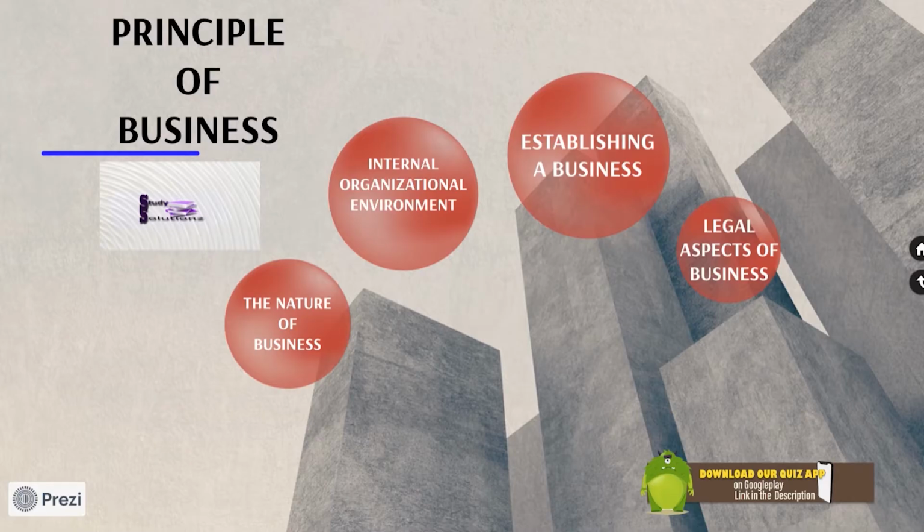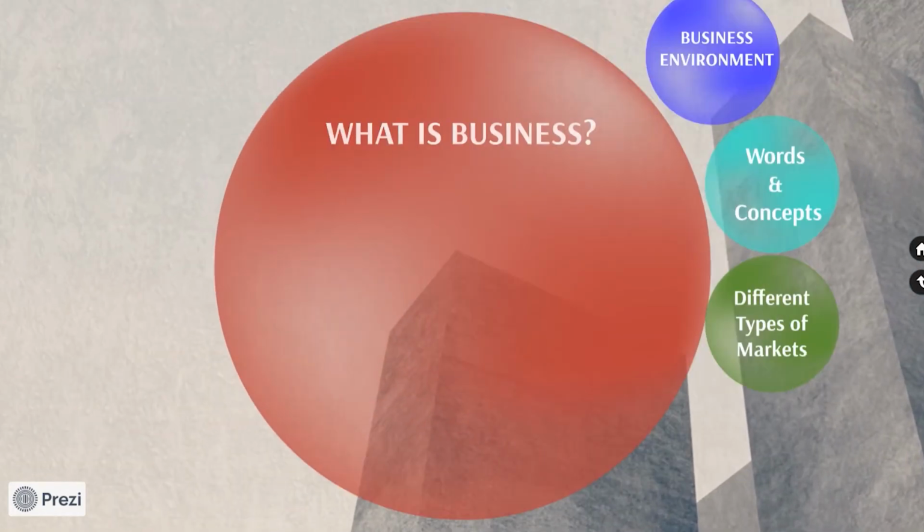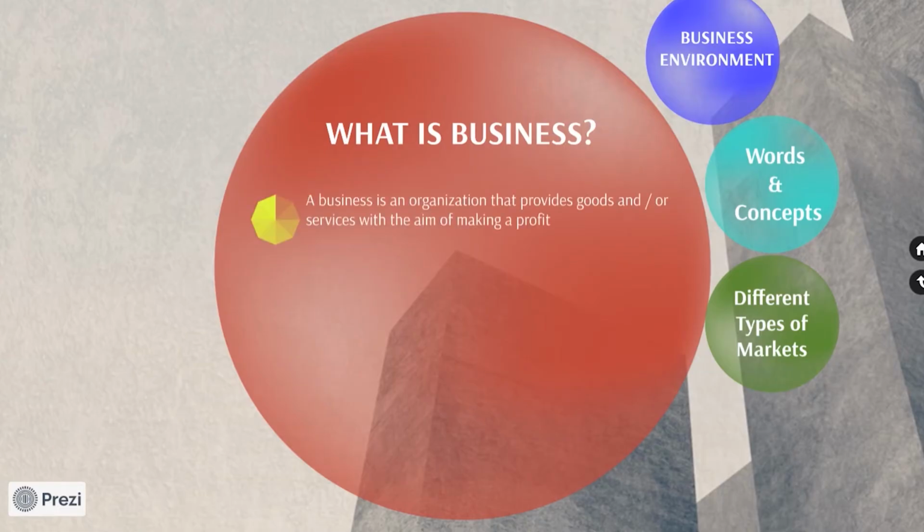Okay, so the first thing that we'll be looking at, what is a business? Now, a business or business unit is an organization that provides goods or services, or both, with the aim of making a profit. Now, it could be a commercial or industrial organization. However, we have anomalies such as churches, government-owned schools, or even clubs, which are non-profit making organizations. With these organizations, they do not make profits.